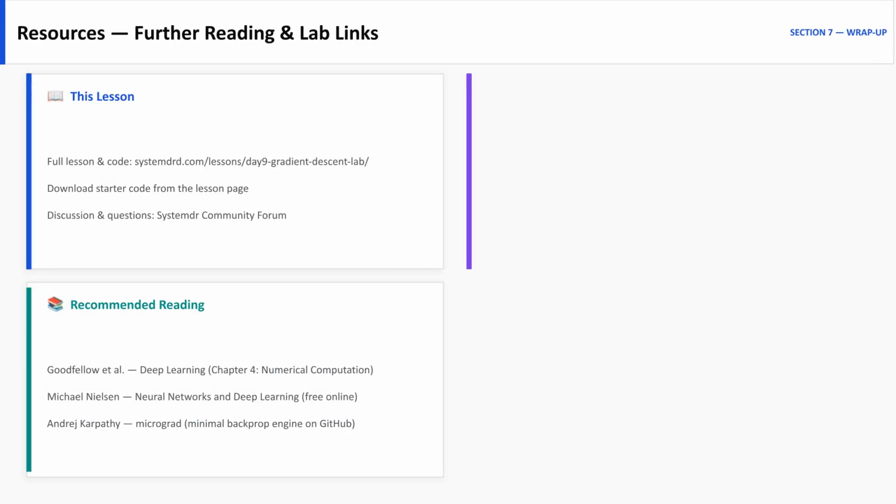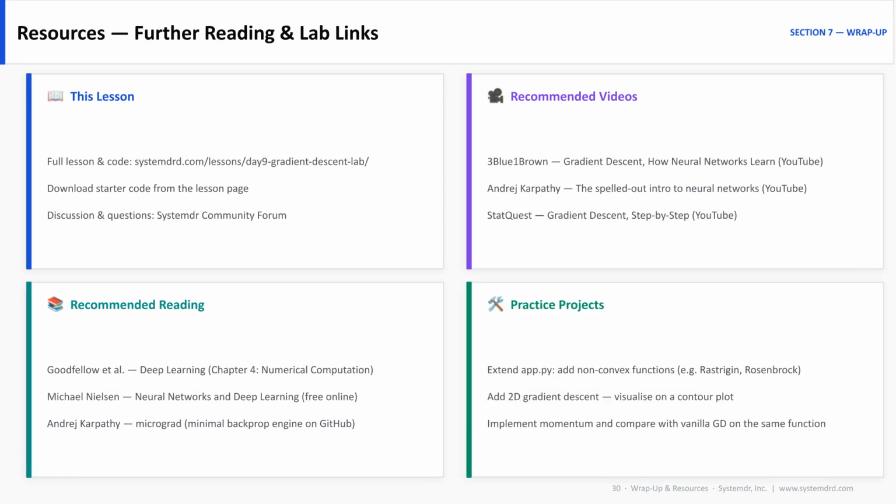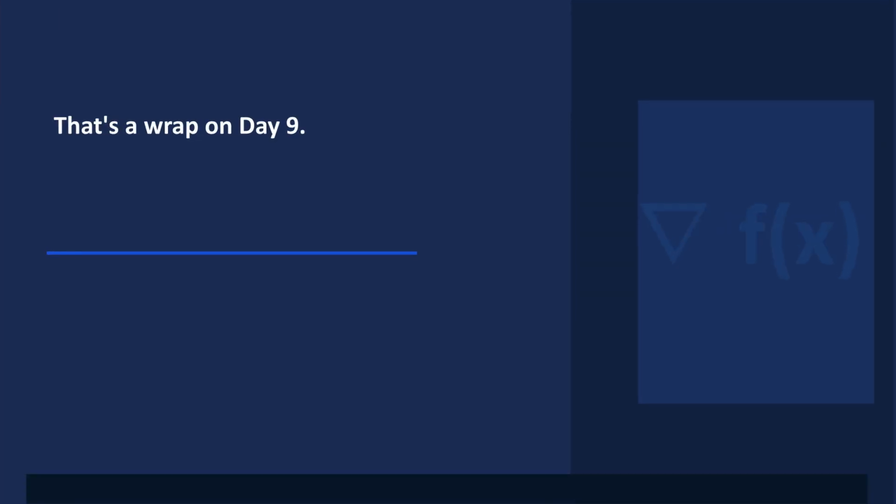Here are some resources for further reading. Recommended videos from 3Blue1Brown and Andrej Karpathy, and practice projects, including extending the lab to 2D gradient descent and implementing Momentum. That's a wrap on Day 9.